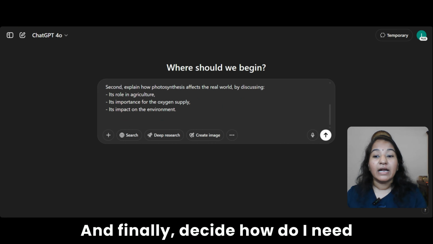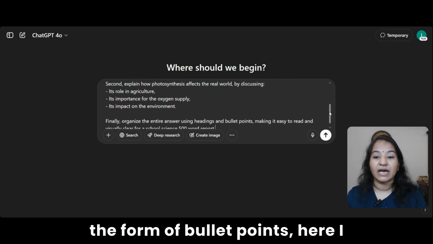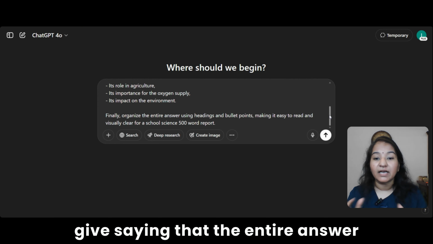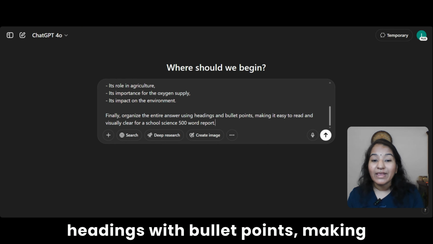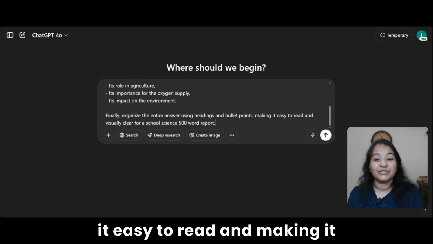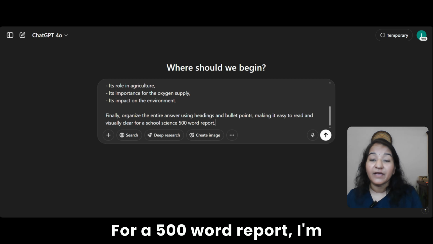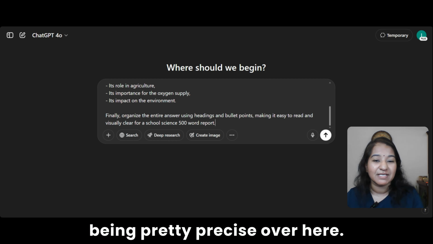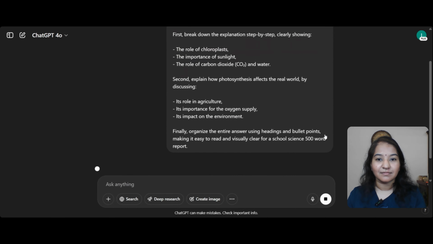Now, if I want the entire report in the form of bullet points, here I say that the entire answer should be using headlines or headings with bullet points, making it easy to read and visually clear, for a 500 word report. I'm being pretty precise over here. Let's see what the answer looks like.